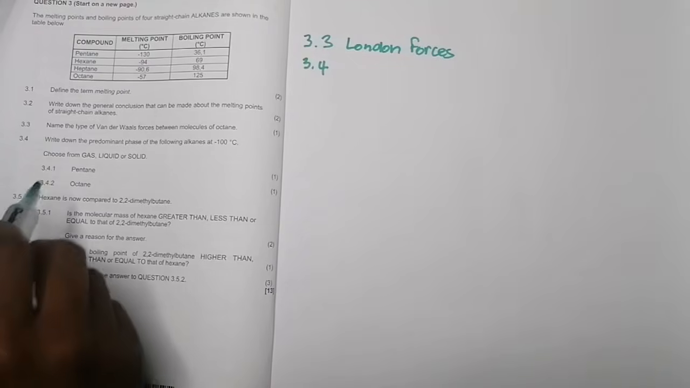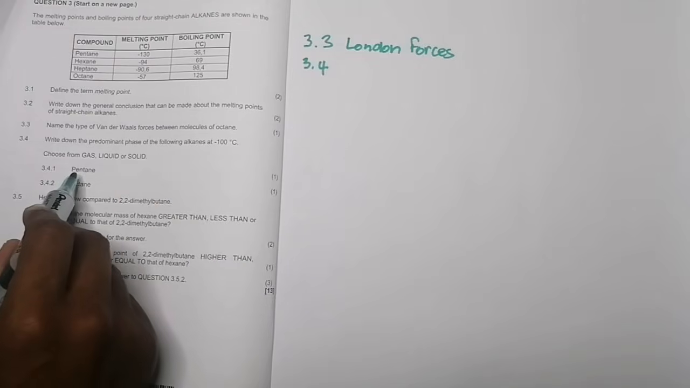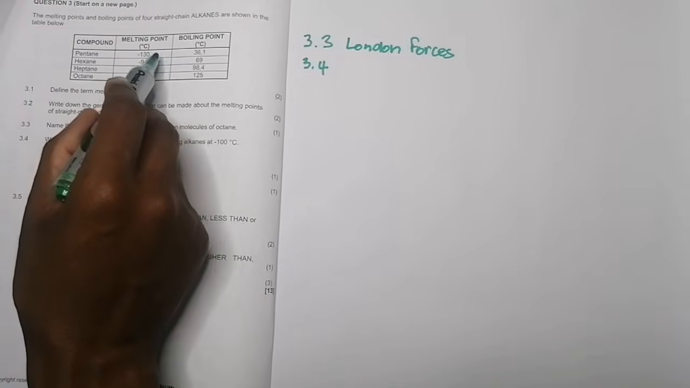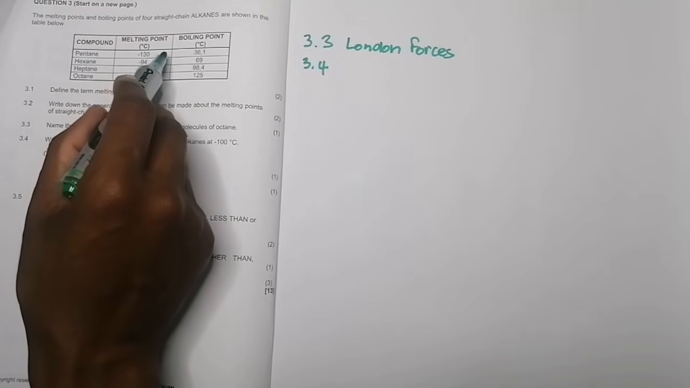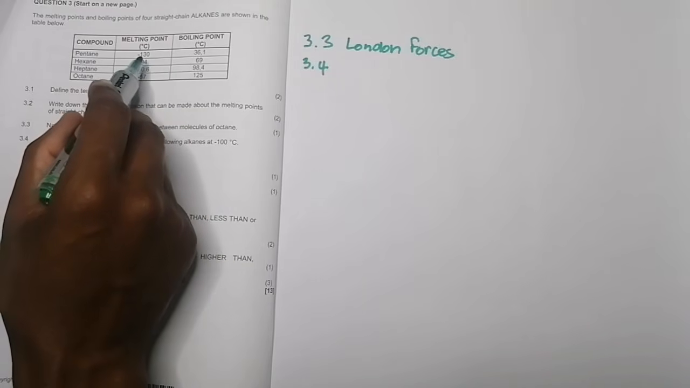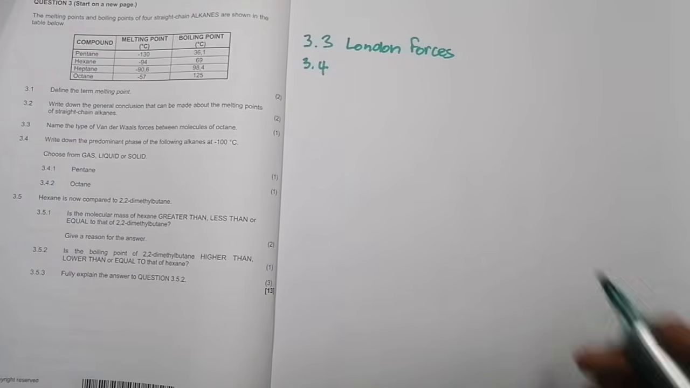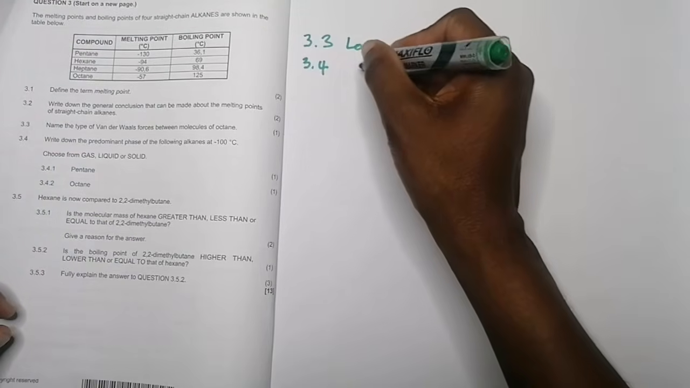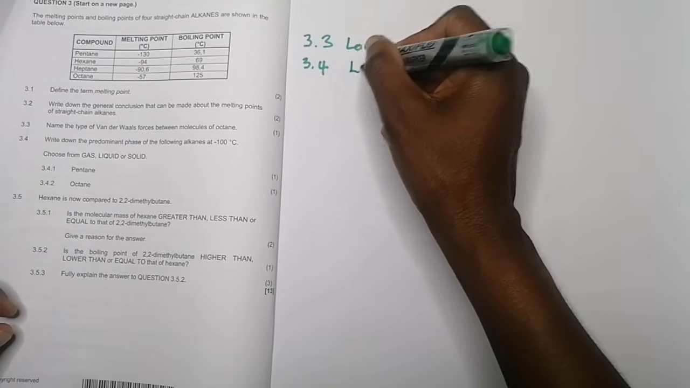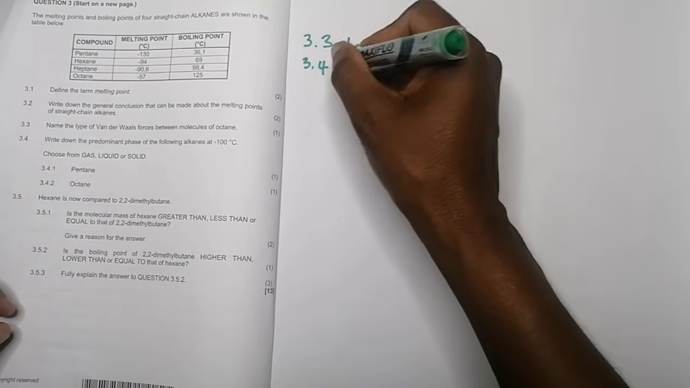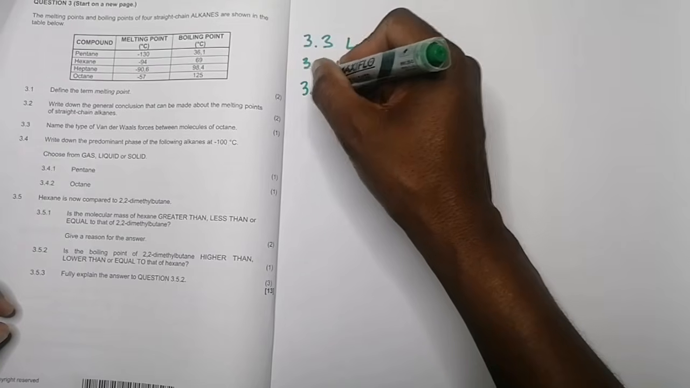So for 3.4.1, for pentane, at minus 100 degrees, it would definitely fall in between minus 130 and 36.1. So in that case, it would be in liquid form. So that's our answer for 3.4.1.